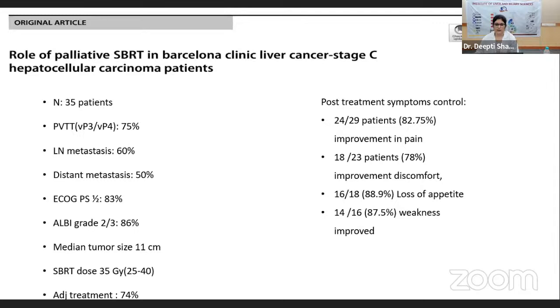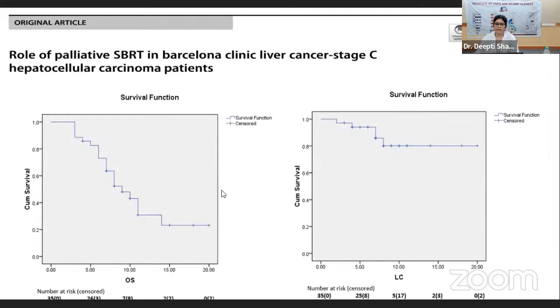Post-treatment, there was improvement in the quality of life. You can say this because there was improvement in pain, abdominal discomfort, loss of appetite, and weakness in about 80 to 85% of the patients. Here is the Kaplan-Meier curve for the overall survival, with a median overall survival of 9 months, and local control was 80% at 1 year. There are a few cases.